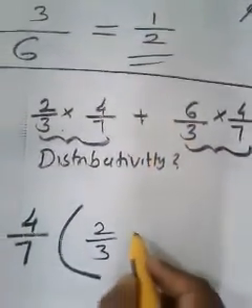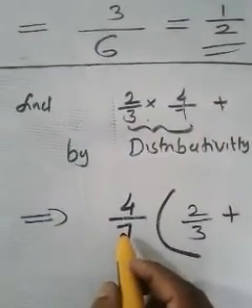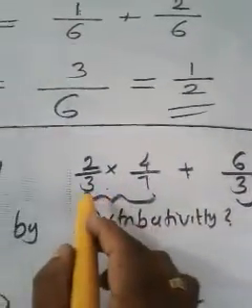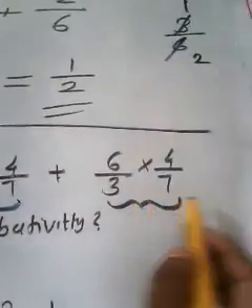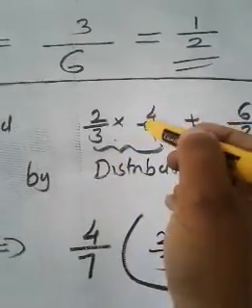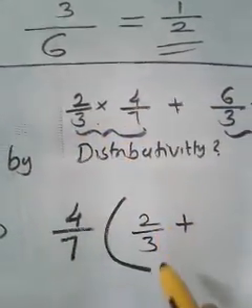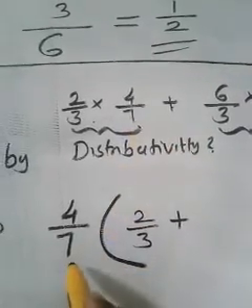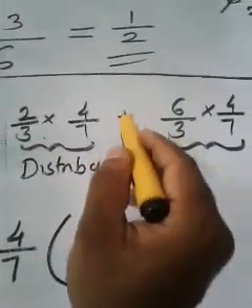Then this sign. I took 4 by 7 outside, no? So I took 4 by 7 outside from this term and this term. 4 by 7 is outside from both the terms. When I took 4 by 7 outside from this term, what will remain? Only 2 by 3 will remain, because 4 by 7 is standing outside. Then this sign, plus.